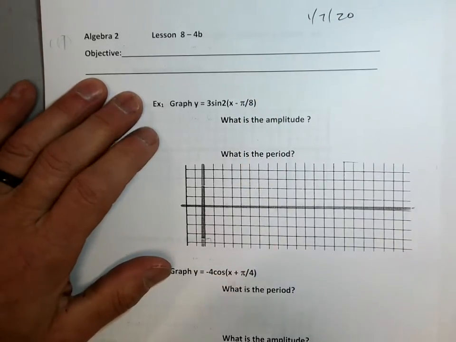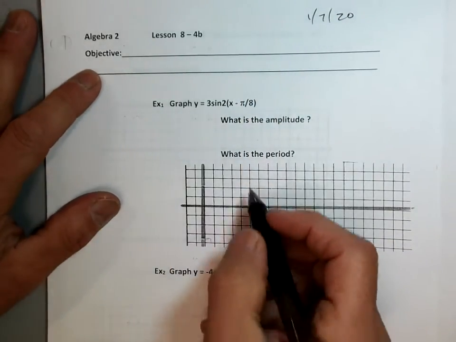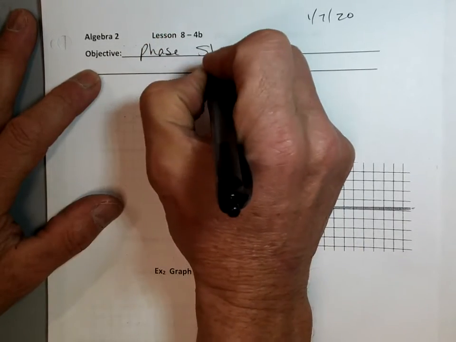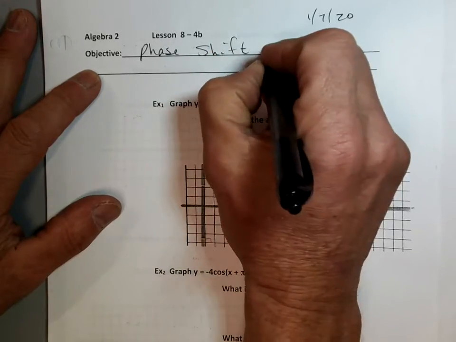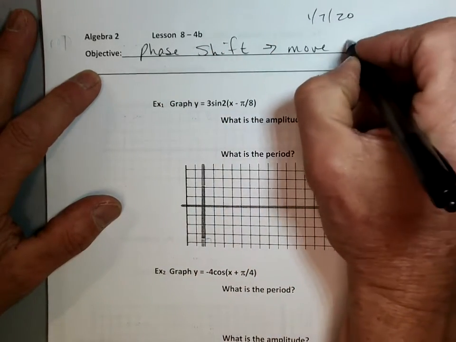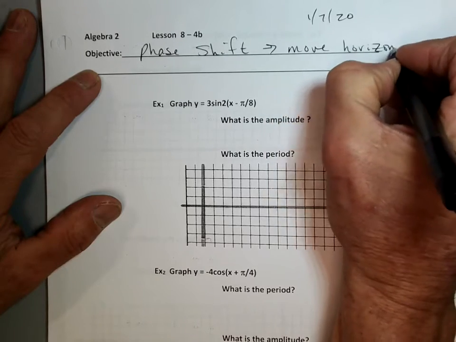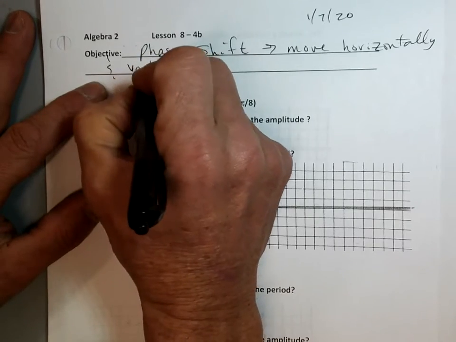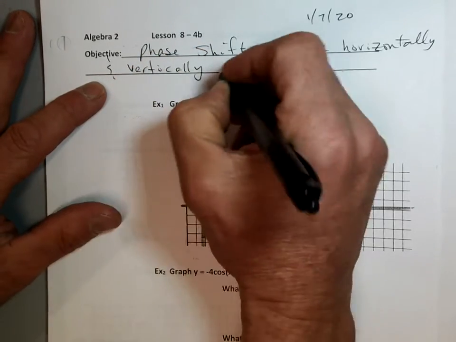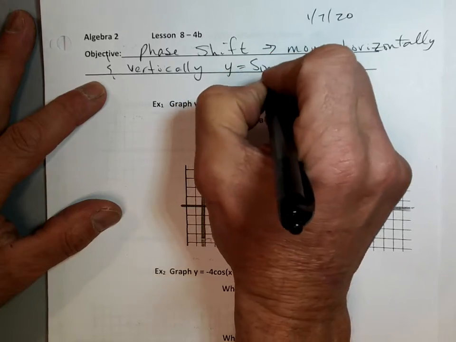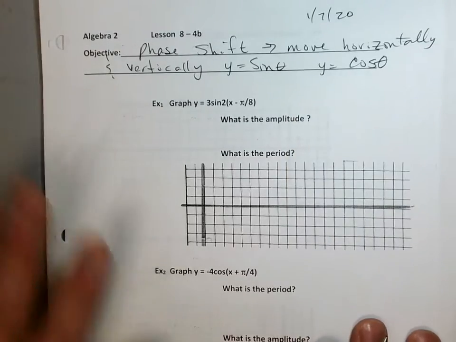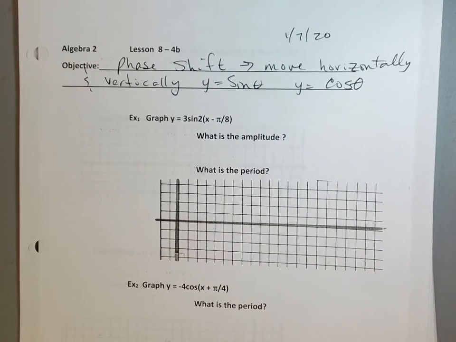1/7/2020. Okay. Today's objective. It's called a phase shift. What that means is this: we're going to move horizontally and vertically y equals sine theta and y equals cosine theta. Okay? We're going to move them. So we're going to do a phase shift. So how do we move them?